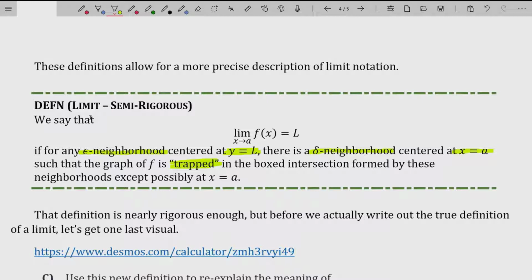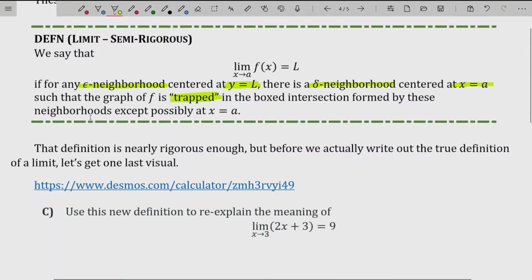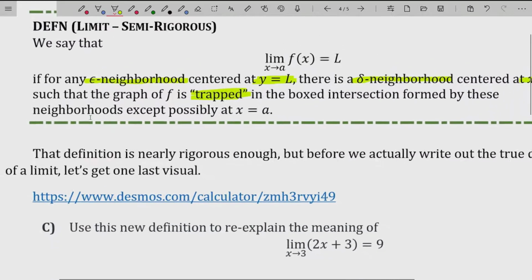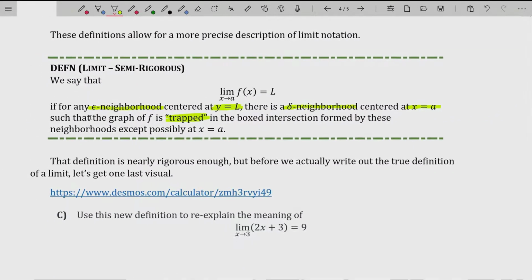Now, this definition is super close to being rigorous. However, it doesn't have enough to be very rigorous. So we're going to do another visual here because I need to really get you on the same page as I am with the function being trapped in the boxed intersection. So let's go ahead and go to this link right here. And then after that, we'll come back and use that definition to re-explain the meaning of this limit.